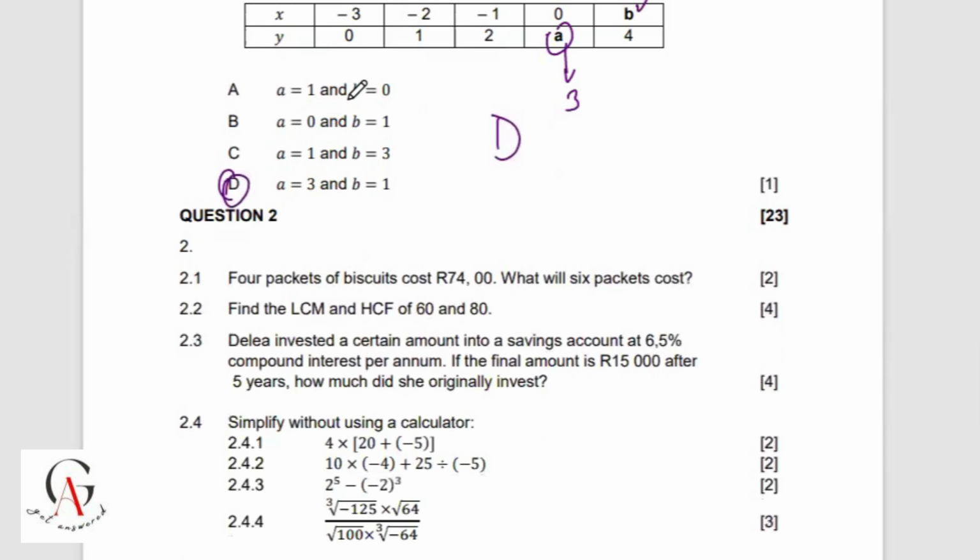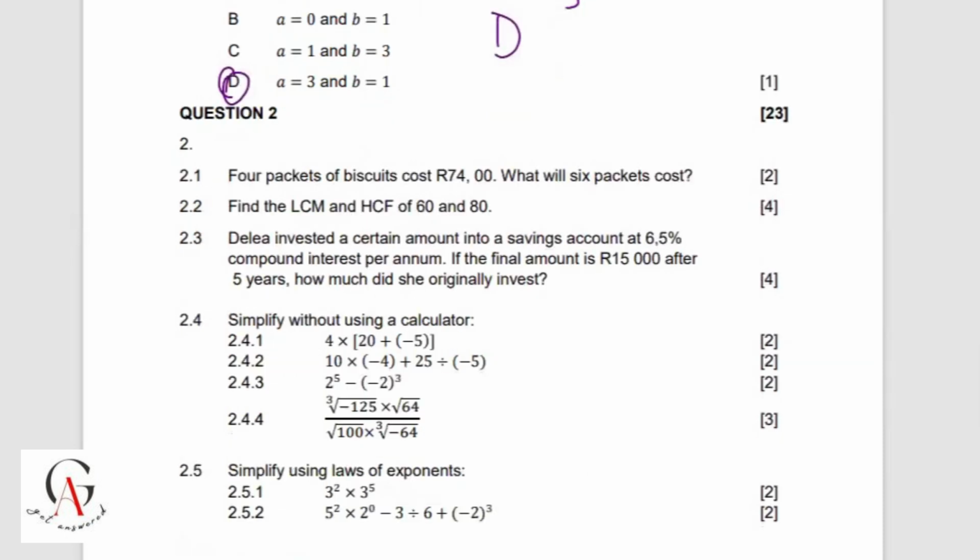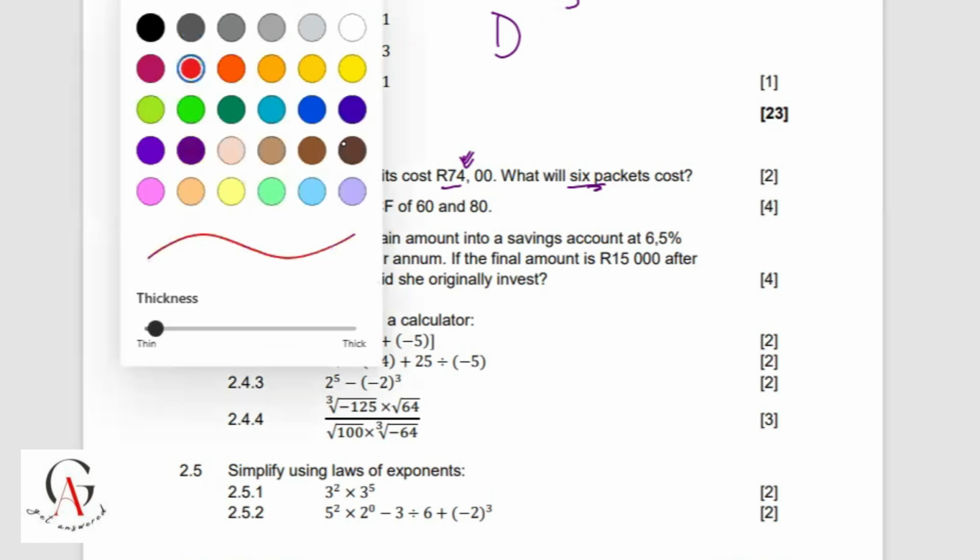Okay, question number 2. They're telling us that 4 packets of biscuits are costing 74 rands. What is the cost of 6 packets? So if 4 packets are costing 74 rands, we know that 6 packets are going to cost more. So if we increase the number of packets, even the cost is going to increase. So this is a type of direct proportion.